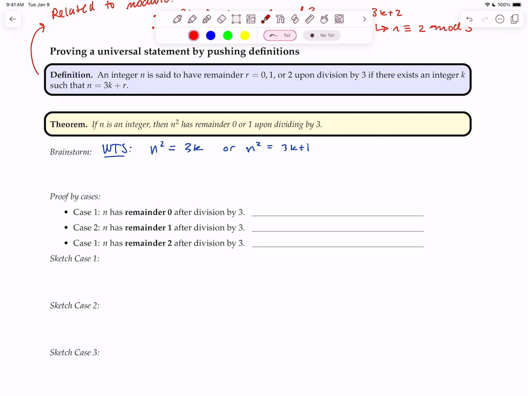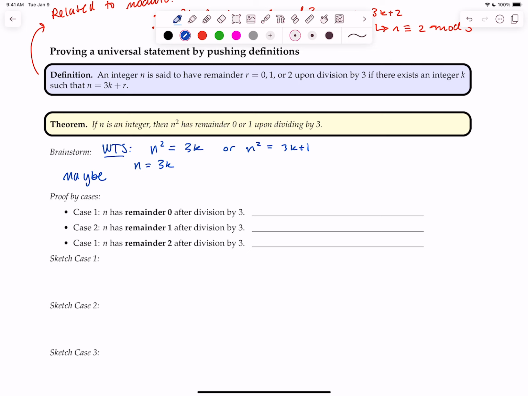So maybe we should just go ahead and work with this definition that we've got. Let's just literally push definitions. This definition says that any integer has remainder 0, 1, or 2 upon division by 3. So since we're going to be looking at remainders, maybe we look at cases where n is 3k.